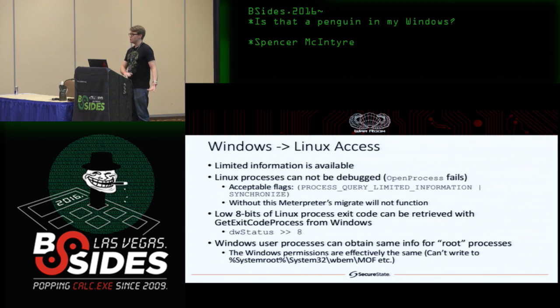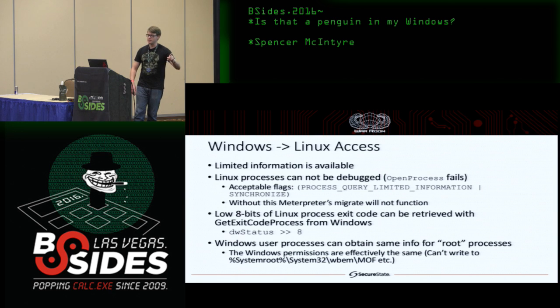If you're familiar with the OpenProcess API, all of the permissions are broken out, and I checked every single one of them. The only two that you're able to open a Pico process with are PROCESS_QUERY_LIMITED_INFORMATION and SYNCHRONIZE. Another thing to point out is that you're not going to be able to migrate into these processes from Meterpreter. Meterpreter needs to be able to leverage these API calls in order to inject itself into them.